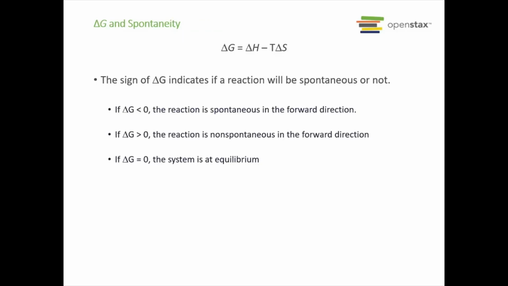So delta G is equal to the change in enthalpy minus the temperature times the change in entropy of a system. So the sign of delta G tells us if we're going to have a spontaneous process or not. When it is less than zero, then we have a spontaneous reaction in the forward direction. If it's greater than zero, it is non-spontaneous in the forward direction. And if it's zero, we are at equilibrium.